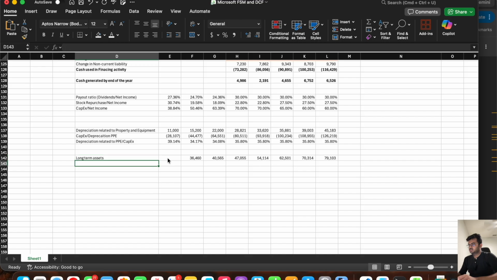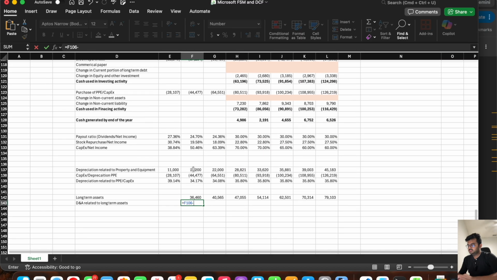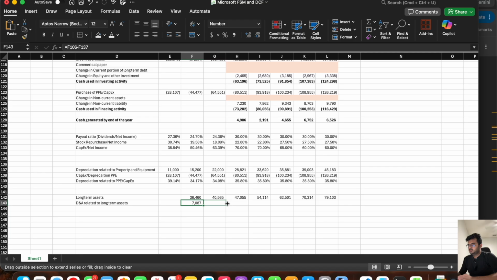I will remove this. Then amortize D&A related to long-term assets, which is nothing but difference between the total depreciation amortization and depreciation related to PP. So we will do that. This one minus, so we got this. So now what we are saying is in the year 2024, depreciation on the long-term asset is $7 billion. In the next year it is $12.1 billion. We will take this ratio and assume that is going to be the average for the next 5 years.